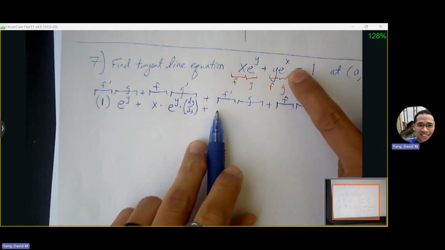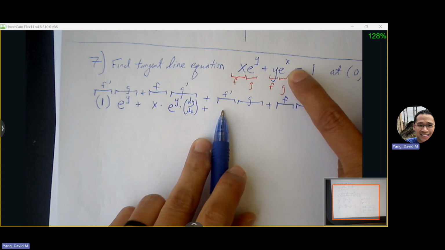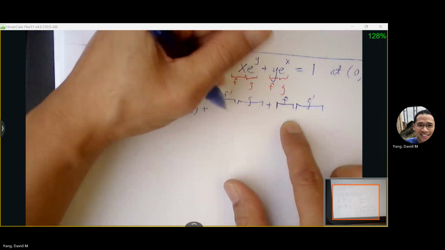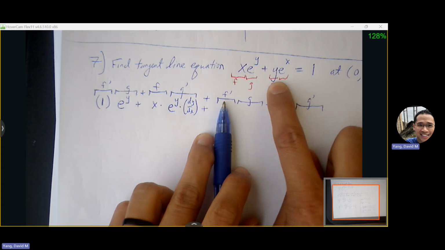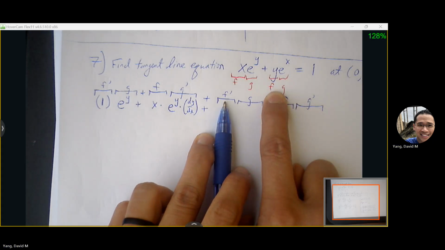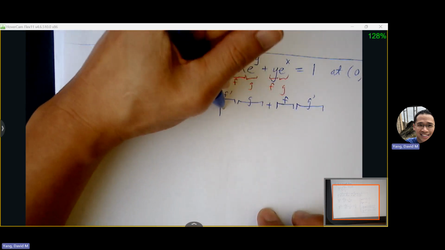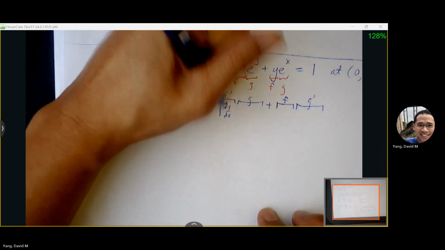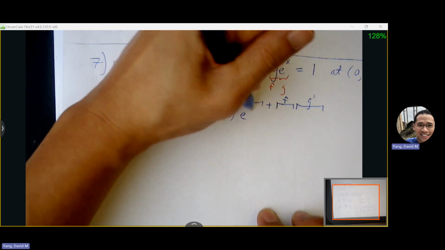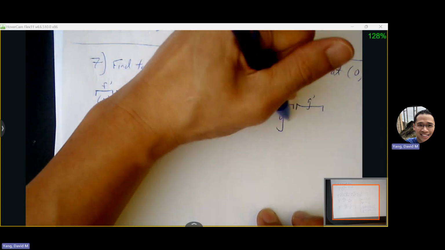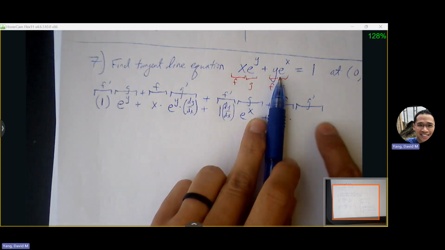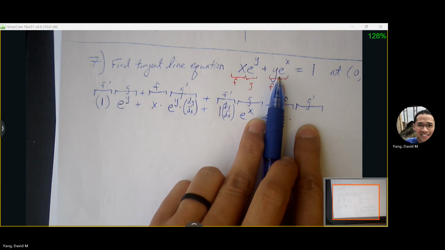All right, so now my second set of product rule. F prime, what's y's derivative? Just dy dx, right? 1 dy dx. G function, no changes. F, no changes. G prime, what's the derivative for e to the x? Just e to the x, right?